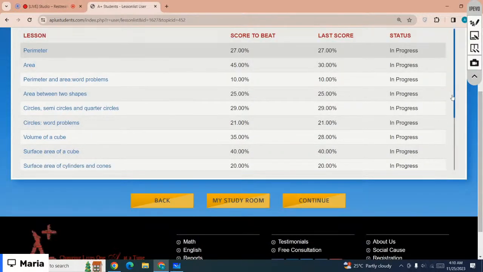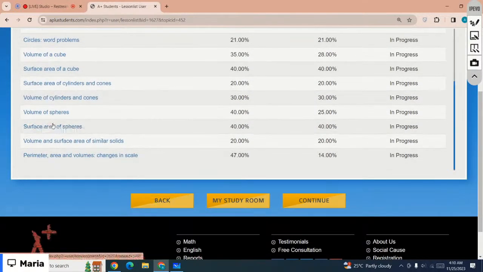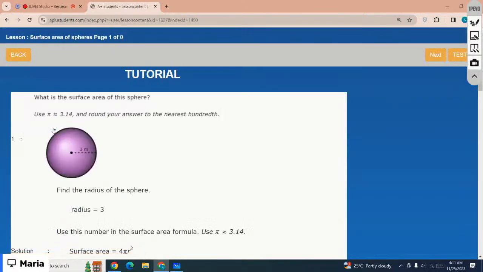Okay, the next lesson is the surface area of the sphere. We are just done with the volume. Now we're going to see what is the surface area of the spheres. Okay, what is the surface area of the sphere, right?